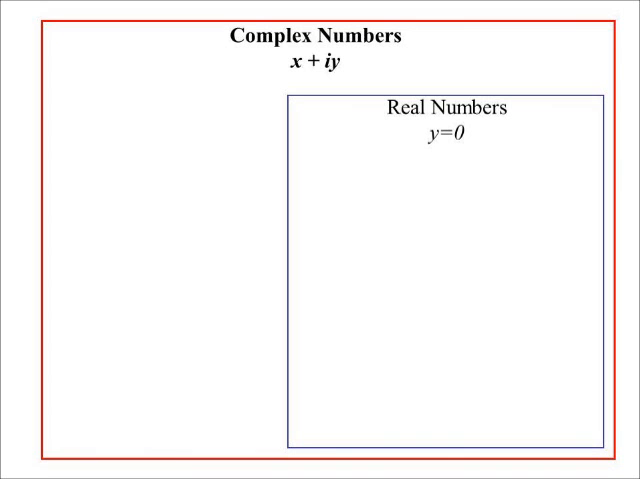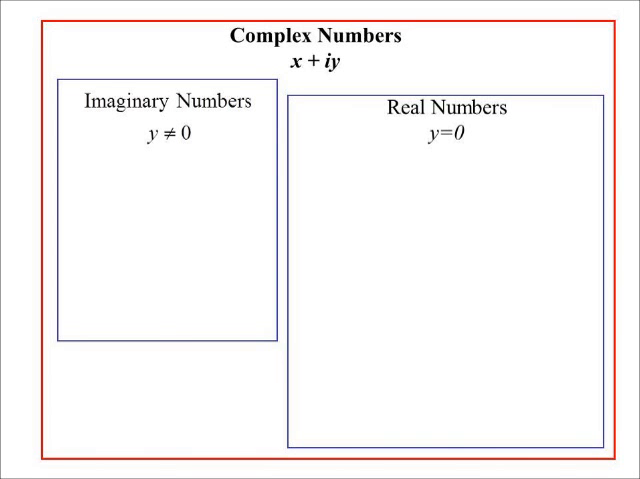So all the ones where y was equal to 0. And over the years, since you've been dealing with numbers, we've learnt that they can be broken up into all sorts of things. Now, there's this other set of numbers called the imaginary numbers, and they're the ones where y doesn't equal 0.